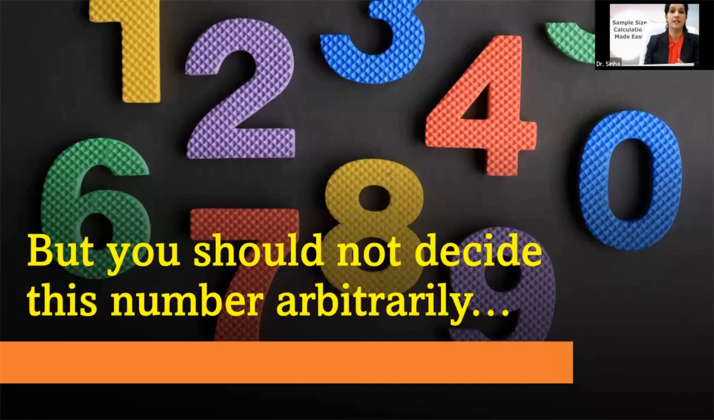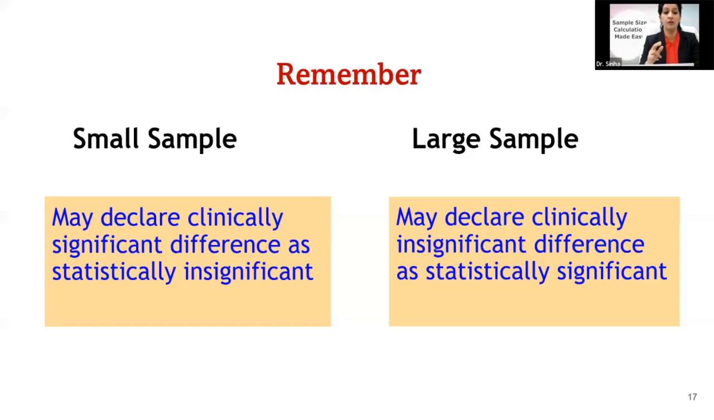So the answer is definitely no. It cannot be any arbitrary number. Rather, it is based on many assumptions and many set parameters, which we will see. Now there are two sides of the same coin. Either you can have a very small sample, or, why calculate the sample at all? You can take the whole study population. If it is an OPD or a small clinic, then you can take all the patients or the clients who are coming to the clinic.